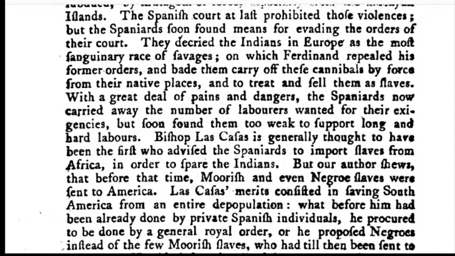Watch this. It says Bishop Lacasa is generally thought to have been the first who advised the Spaniards to import slaves from Africa in order to spare the Indians. The Indians weren't strong like the brothers. You know what I'm saying? They wanted some Negroes. You know, they wanted the Hebrews. You know what I'm saying? We known for our strength.